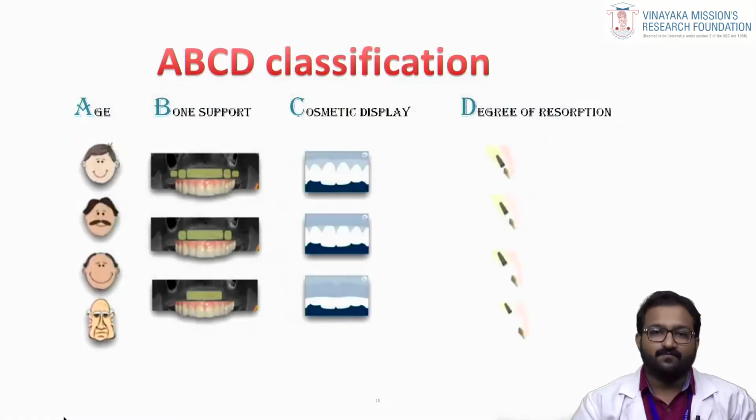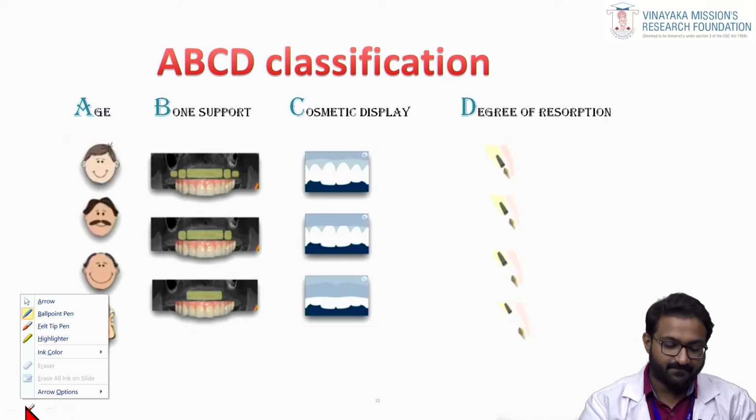So coming on to the ABCD classification. This is the third classification. According to the ABCD classification, it is divided into 4 components. The first component is age. According to the age of the patient, you have to define the treatment plan. A young edentulous patient and a geriatric patient do not have the same treatment planning.